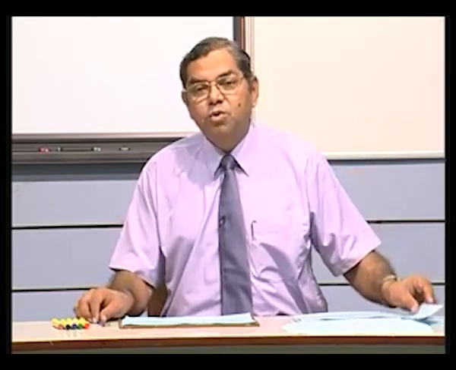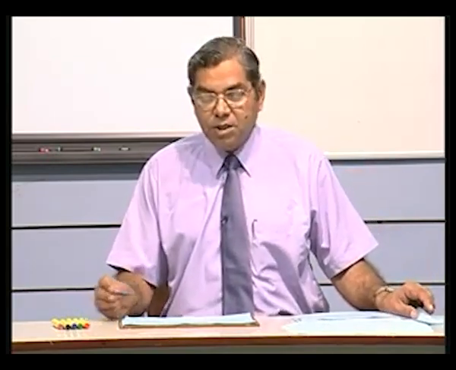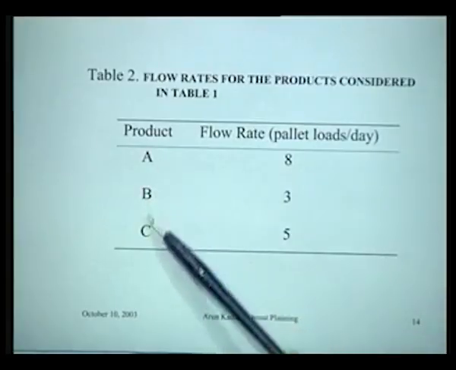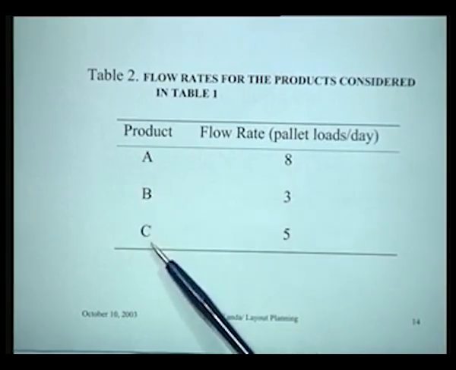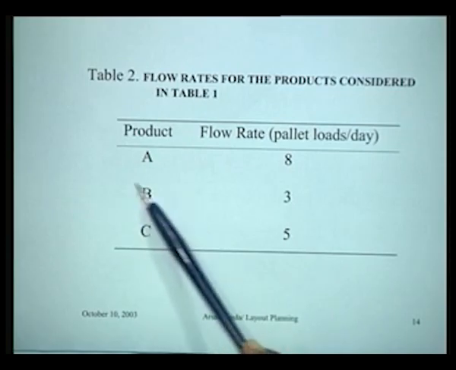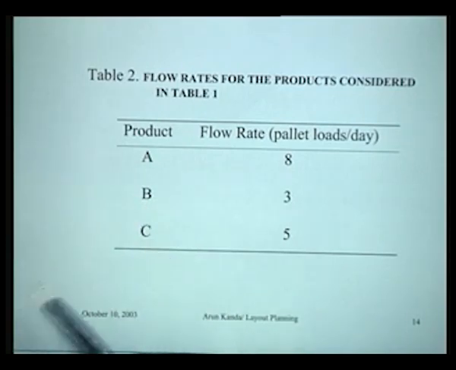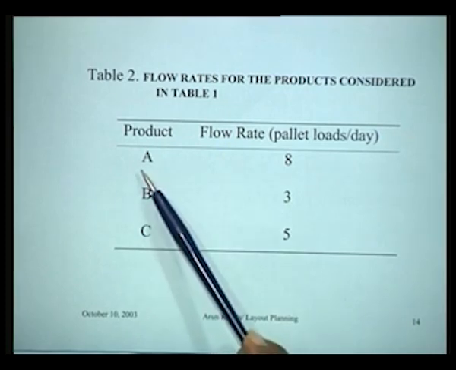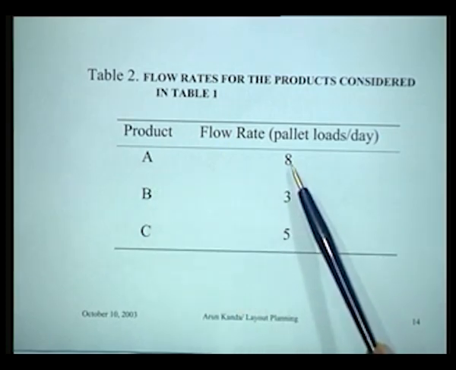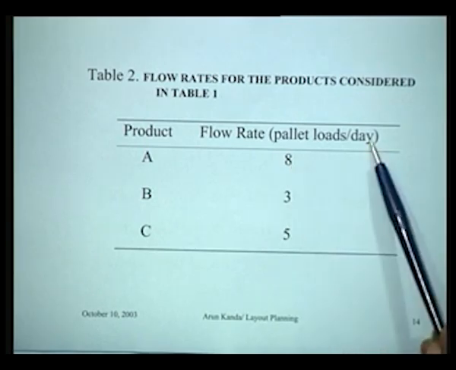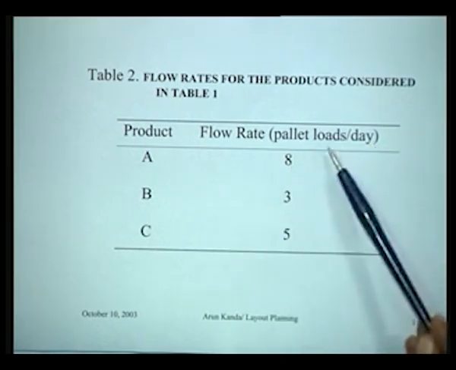Then we would also like to know the schedule information as to how much is the demand for each of these products. Now what might happen is that these products might be varying considerably in sizes. This might be a small casting, this might be a much bigger thing, this might be a smaller thing, and so on. So in order to take care of that aspect, what we are simply saying is we are standardizing the material flow required in the plant to pallet loads per day. That means how many trolley loads per day will be needed.